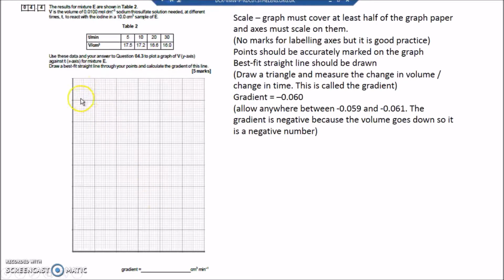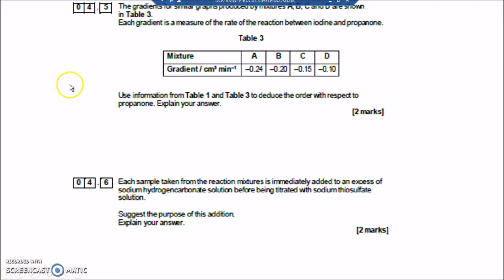If you work out the gradient, which is the change in the y-axis divided by the change in the x-axis, it should come out as 0.060, and it'll be a minus value because it will be coming down. 4.5. The gradients for similar graphs produced by mixtures A, B, C and D are shown in table 3. So we've got some similar gradients. Each gradient is a measure of the rate of the reaction between iodine and propanone for each of the mixtures.